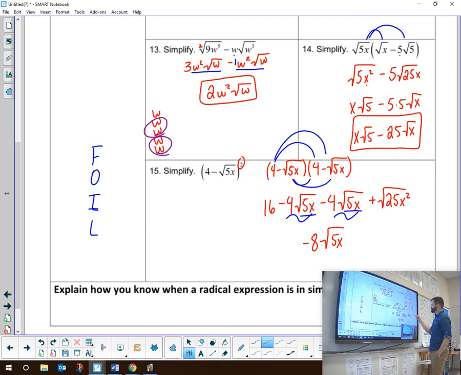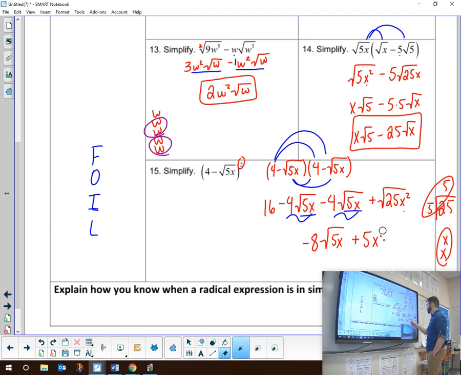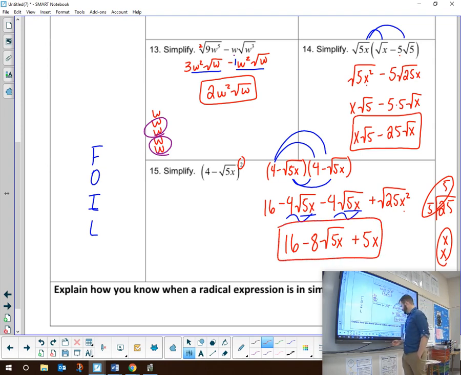The square root of 25x squared is 5x squared. Because look, 25 can be 5 and 5. So we have a pair there. And we have two x's on the inside here. So both of these can be simplified. My apologies, that's not an x squared. That should just be an x. And then we have this 16 here at the front. And then that's it. We can't combine anything. So that's my final answer.